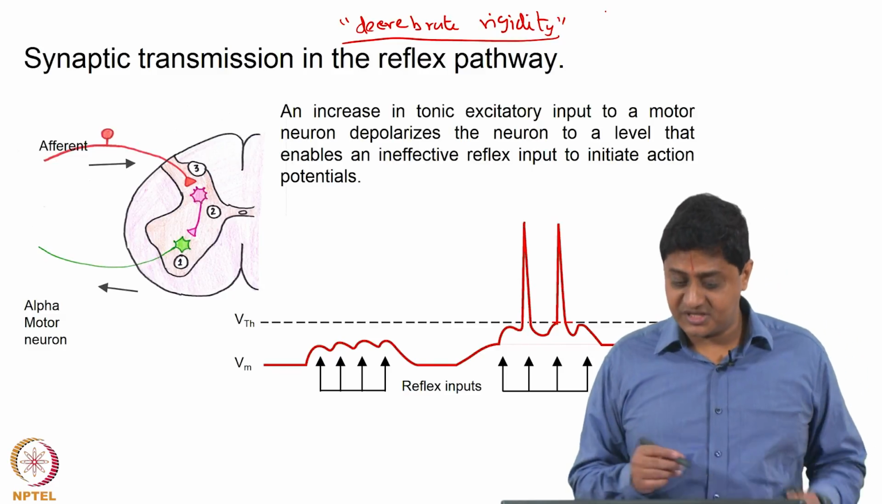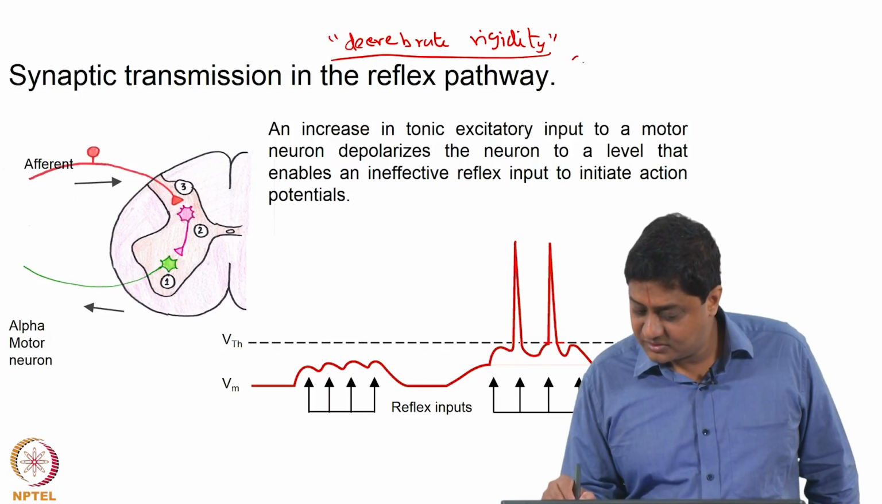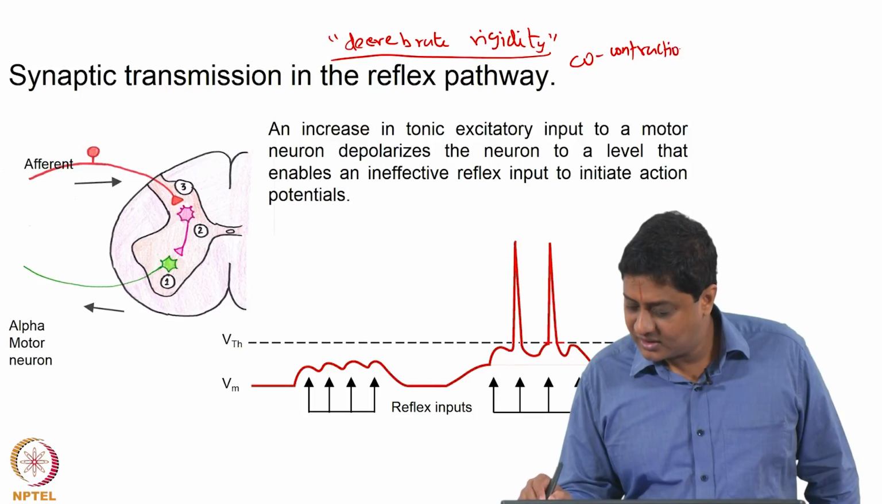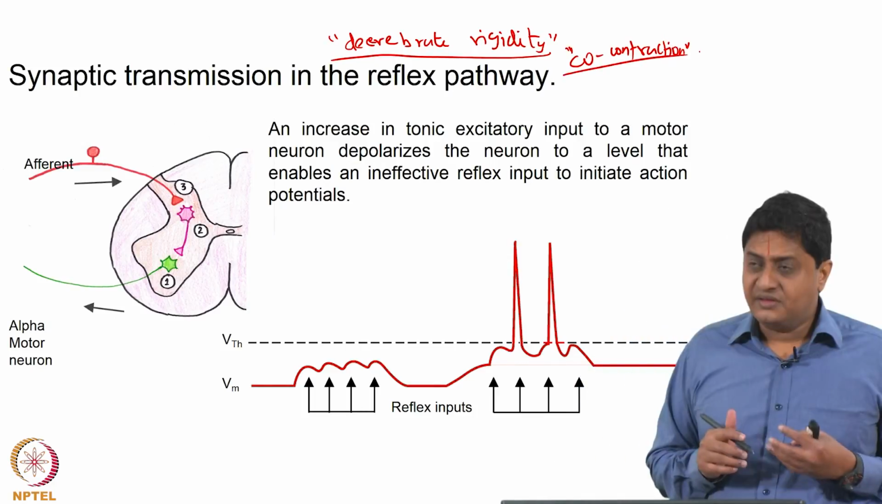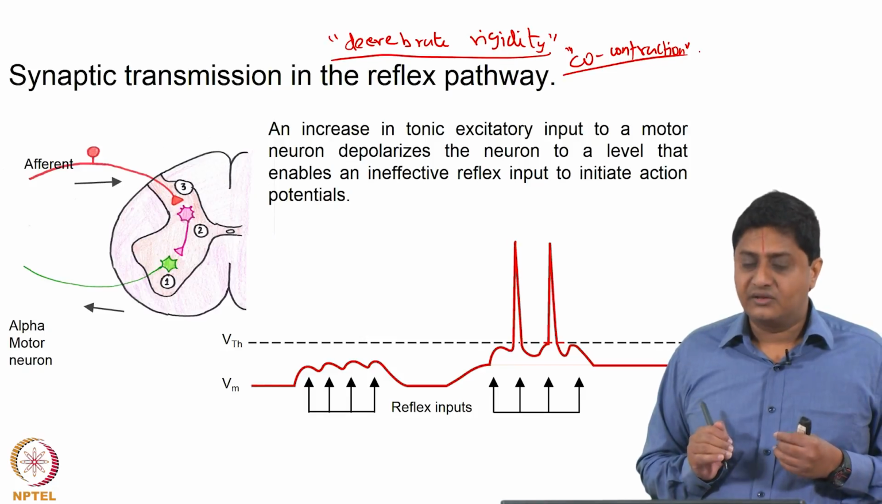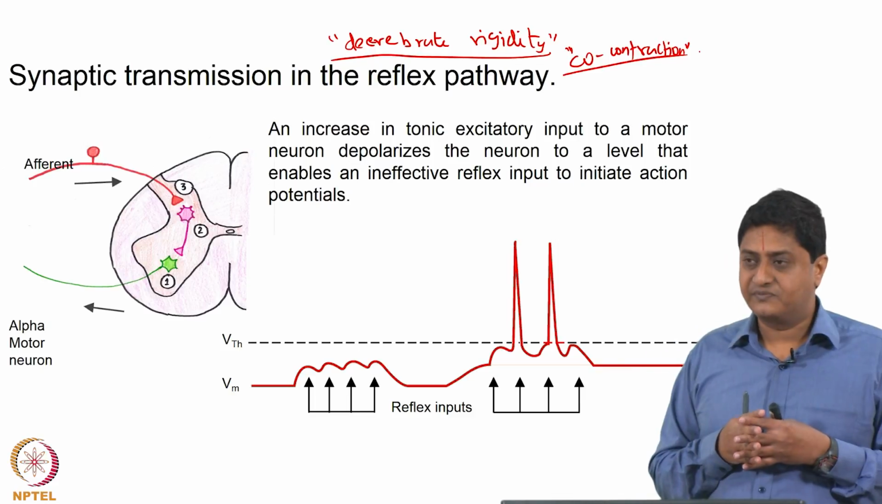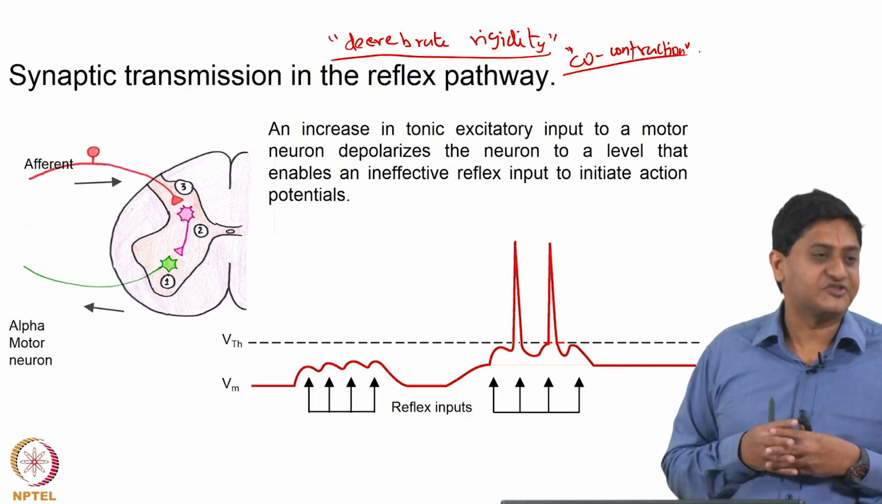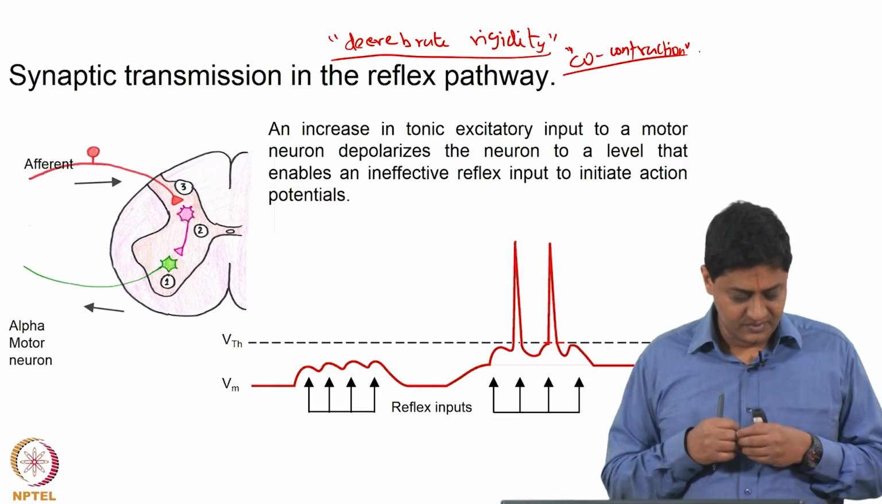So, this is again possible. That means co-contraction, right. This is again possible through descending inputs. Let us remember, whenever I say descending inputs, where are these things coming from? These are coming from actually what are the various sites in which you could modulate the reflex responses. There are only 3 places in which you could modulate the reflex responses, is it not?